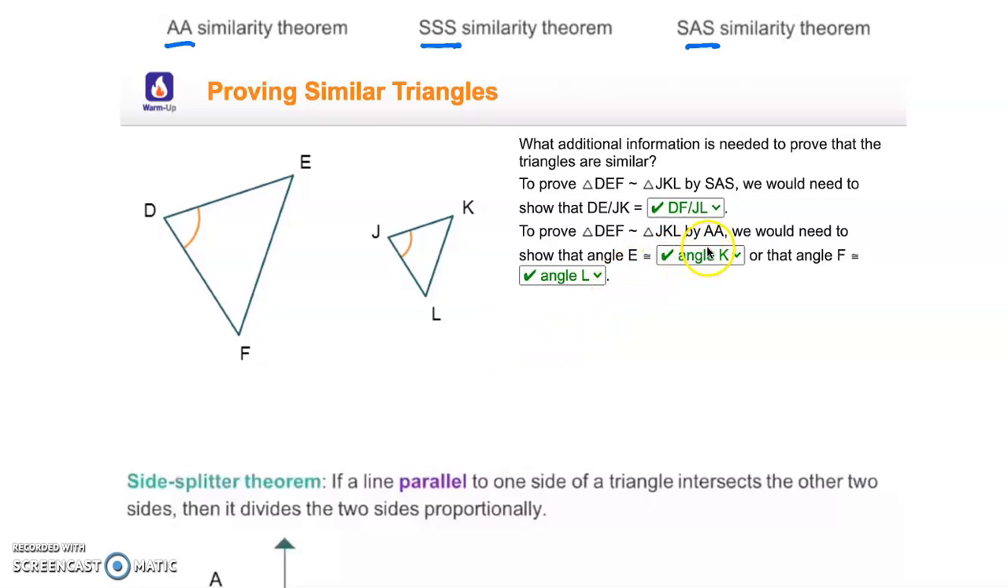And that would give us side, angle, side. If we're going to do it by angle-angle, we have D and J already congruent, and we need to either prove that K is congruent to E or L is congruent to F to get two angles. So those are two ways that we can prove those similar.